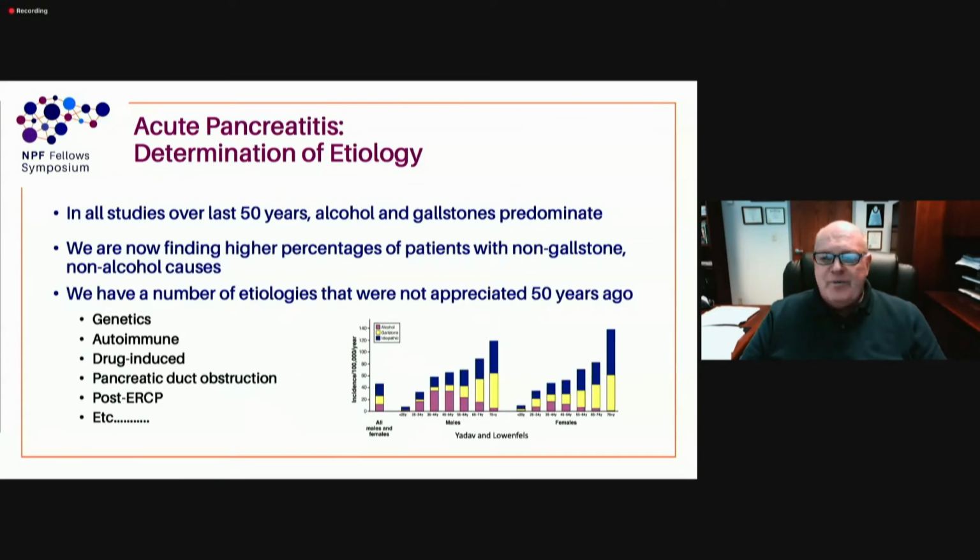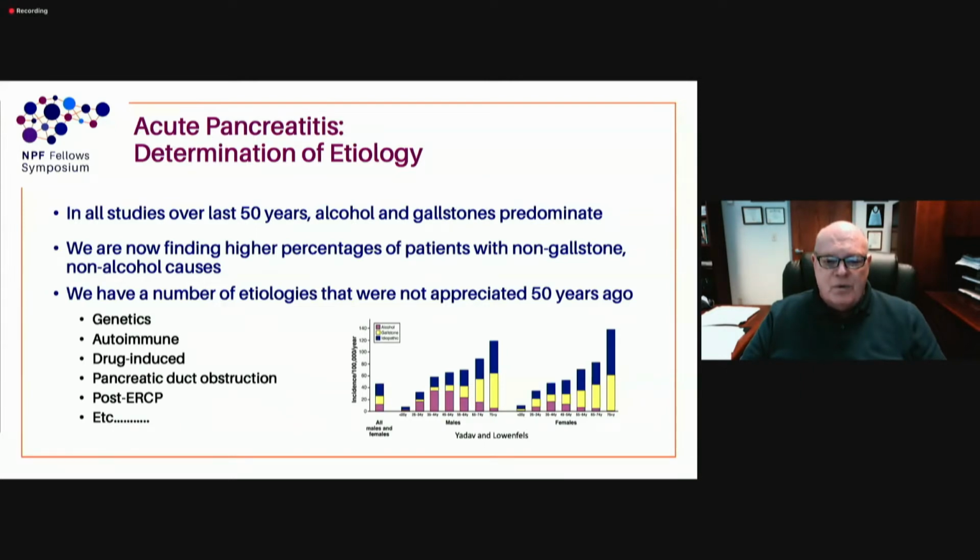And just a few examples in acute pancreatitis. If you look back over the last at least 50 years and ask what causes acute pancreatitis, it's alcohol and gallstones, alcohol and gallstones, alcohol and gallstones. But what we know now is there are a lot of other causes of acute pancreatitis.